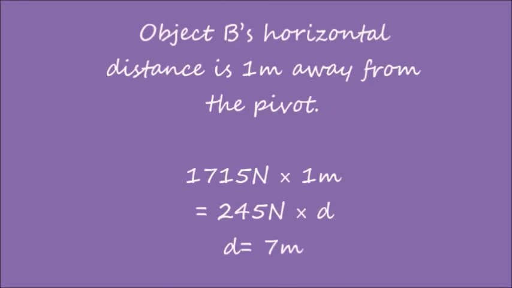Person B's horizontal distance is 1 meter away from the pivot. We can use this relationship to find the answer. So person A needs to be 7 meters away from the pivot to maintain an equilibrium.